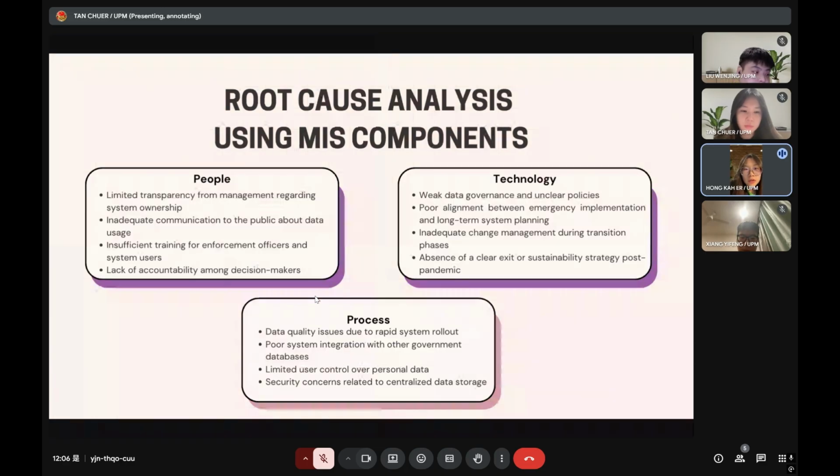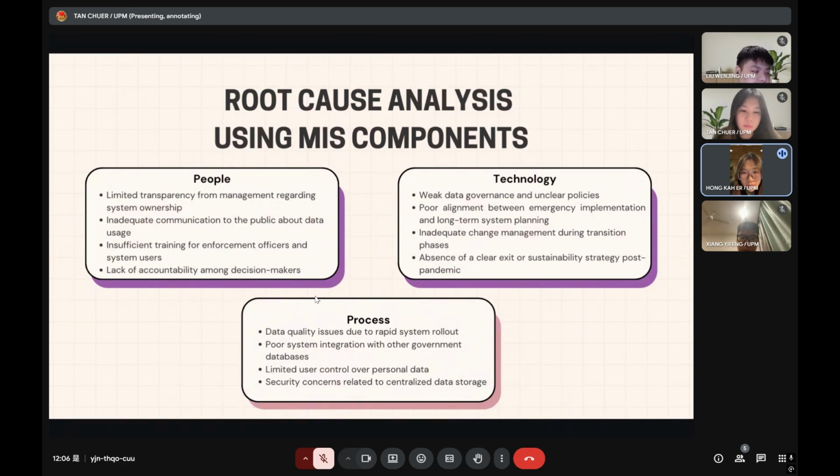You are so focused on the roof that you forget to plan the plumbing. So there was no clear exit strategy for after the pandemic. And the system didn't talk well with other government databases, which is why we saw so many duplicate profiles.